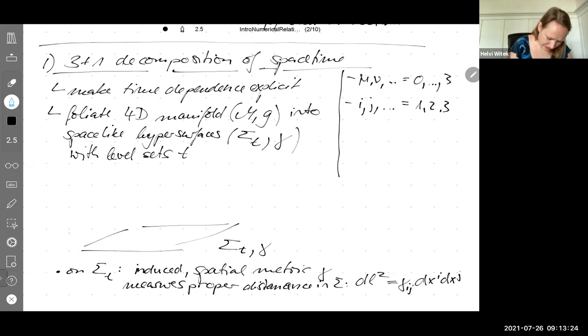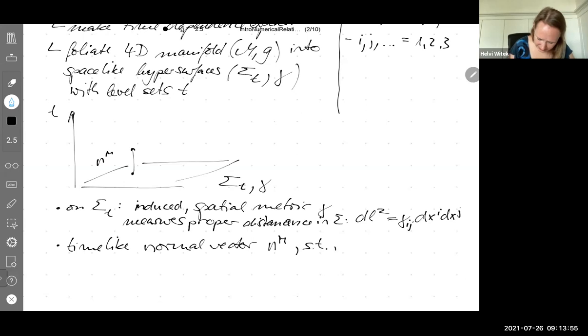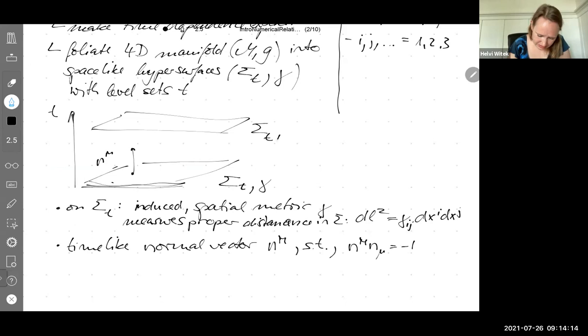As I said, we want to actually foliate our entire space-time with those. So we have our time parameter t here. We define now a normal vector n mu, which is time-like. So time-like normal vector n mu defined such that the norm of this vector is -1. Okay, and now if we want to describe how we go from this one slice that I've drawn here to the next one, that I'm drawing now, let's label that as some sigma t plus delta t. Then we can introduce the following quantities.